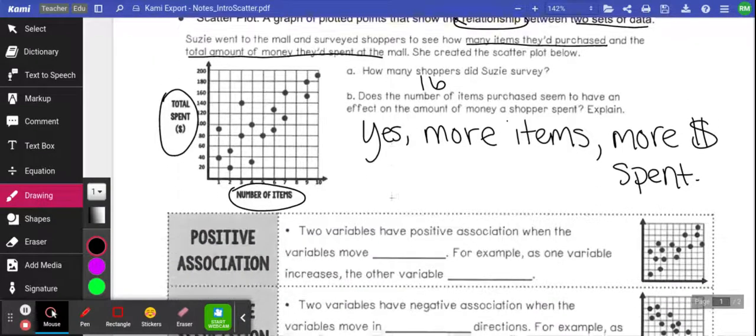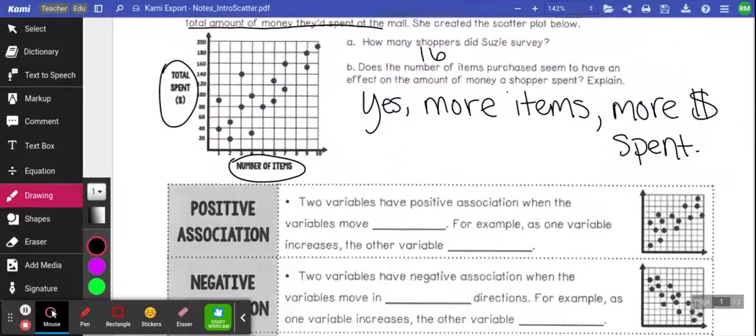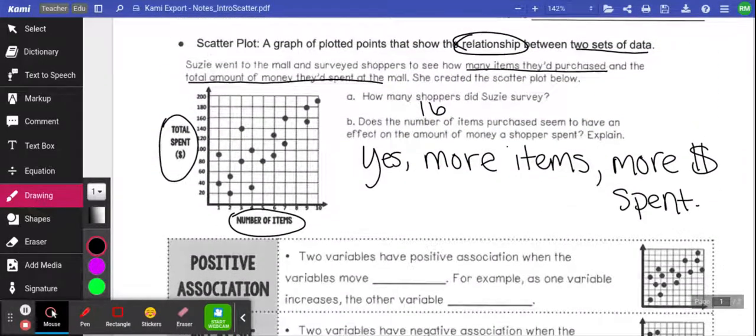Good. So looking at these scatter plots, we have three different things we can look at. We can look at if they're positive association, negative association, or no association. Any ideas on what you guys think for this first one? You guys think it's positive, negative, or no association?